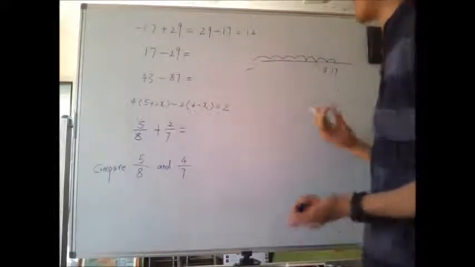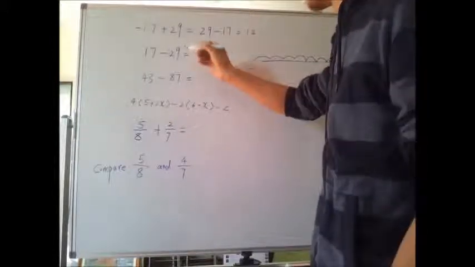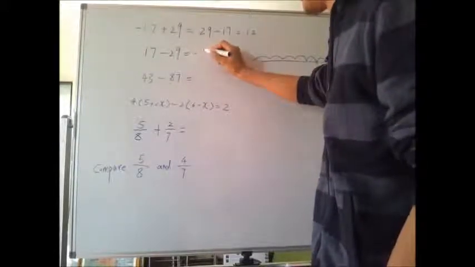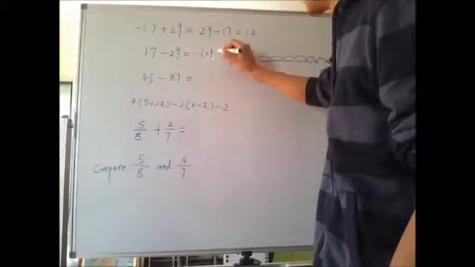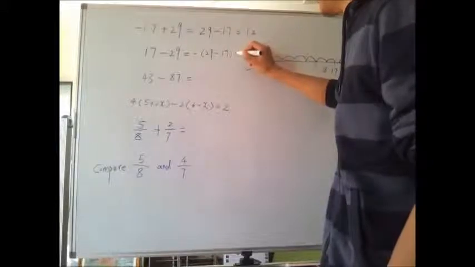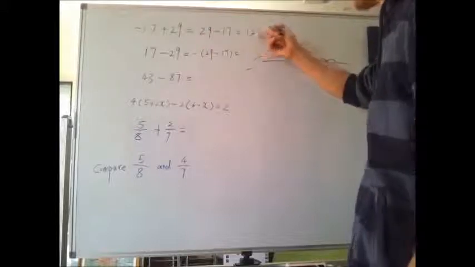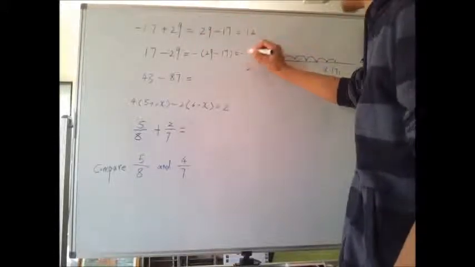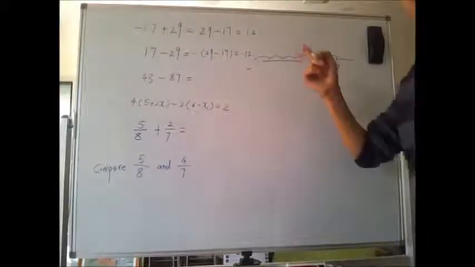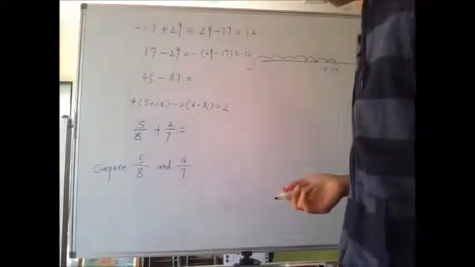Rather than this way, we can do it very easily by another method, which is 17 take away 29 is the same as negative 29 take away 17. So what is 29 take away 17? We know from there it's 12, so it's negative 12. This is the way it should be done, and this is the way probably everyone does math like this.